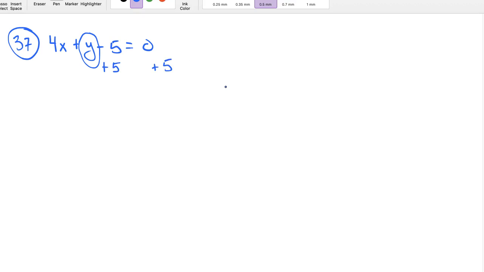Whatever you do to one side, you have to do to the other. And we're going to subtract the 4x, so minus 4x over here. And you'll see that the minus 5 and the plus 5 subtract out, and the 4x minus 4x subtract out, and you're left with on the left side a y, and on the right side you have 5 minus 4x, and that's the final answer.